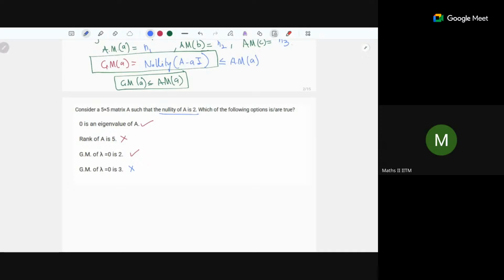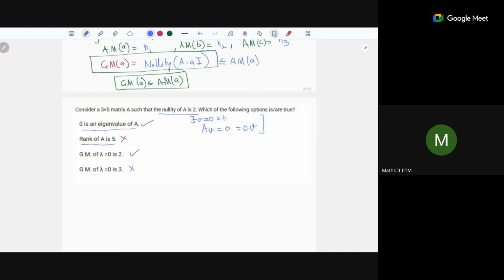What does this mean? This means that A times V is equal to 0. So there exists some non-zero vector V such that AV is equal to 0. When you have this, you can think of it as 0 times V. So 0 becomes an eigenvalue of A. That's why the first option is correct.